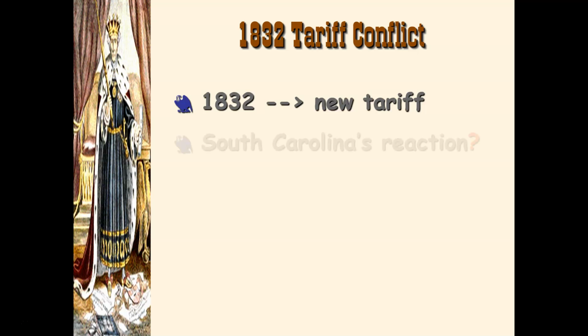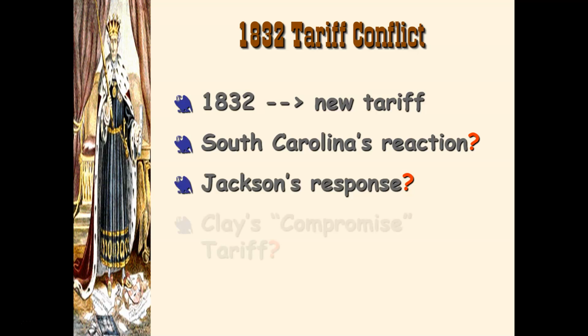South Carolina eventually backs down because Henry Clay pushes through a compromise tariff that would lower the tariff over the next 10 years, and South Carolina accepted it. And so we don't really have to deal with what would have happened. Jackson would have sent troops into South Carolina, forcing them to obey the tariff, and we might have had a civil war in 1832 if South Carolina had not backed down.